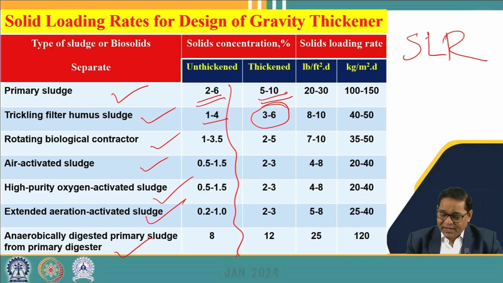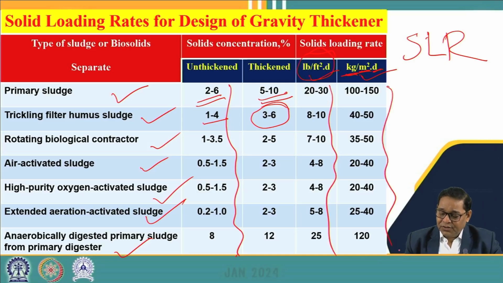So depending upon the percentage of solids present in the sludge, there are different solid loading rate criteria, that is the amount of sludge per unit square area of the thickener per unit time. That is in terms of kg per meter square per day, whereas this is the FPS system, where pound per feet square per day is used. So these are the values given for the two unit systems.